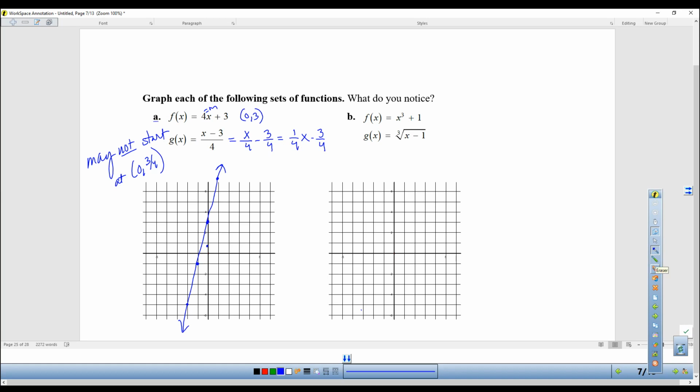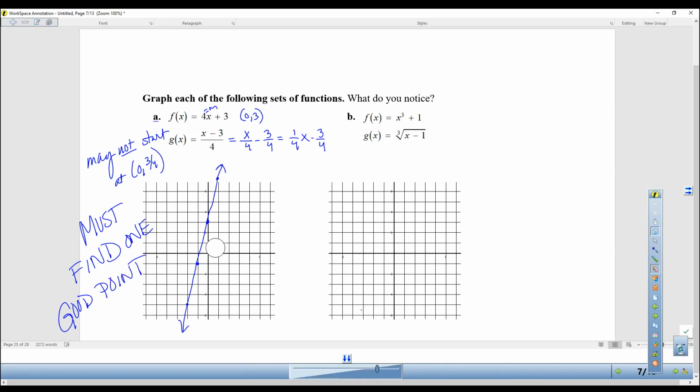It's too tricky. You must find one good point. Some of you got really good at this, but some of you never got this. So now you are a lot more mathematically skilled than you were 6 months ago. So let's talk about how to find one good point. So I would use this and just ask yourself, what number could x be that when you subtract 3, you're going to be able to divide by 4? So as an example, 7.